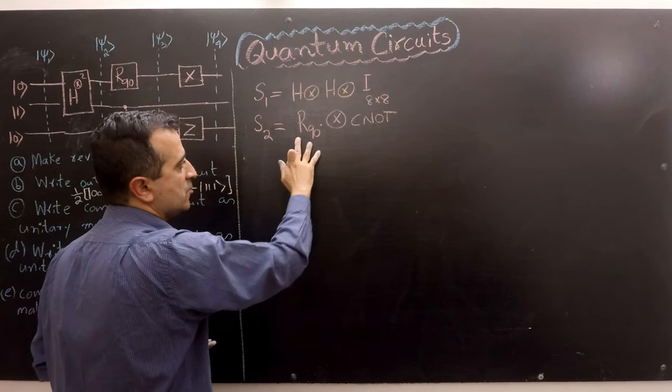Similarly, the second Hadamard gate is 1, 1, 1, minus 1, with 1 over square root of 2 here. And the identity matrix is 1, 0, 0, 1. So I will apply the tensor product between these two. My answer is going to be 1 over 2, and here I will have 1, 1, 1, minus 1; 1, 1, 1, minus 1; 1, 1, 1, minus 1; and minus 1, minus 1, minus 1, 1.